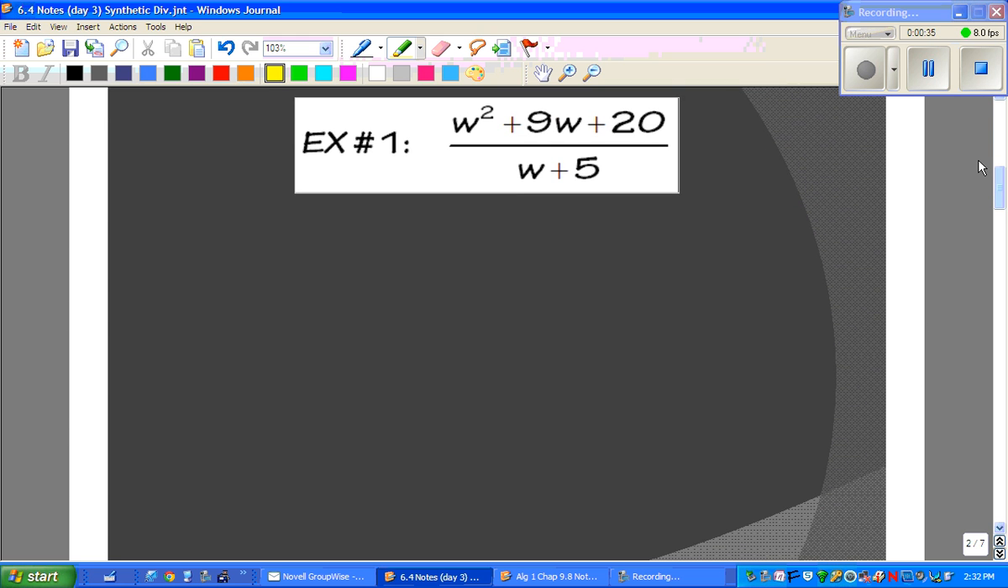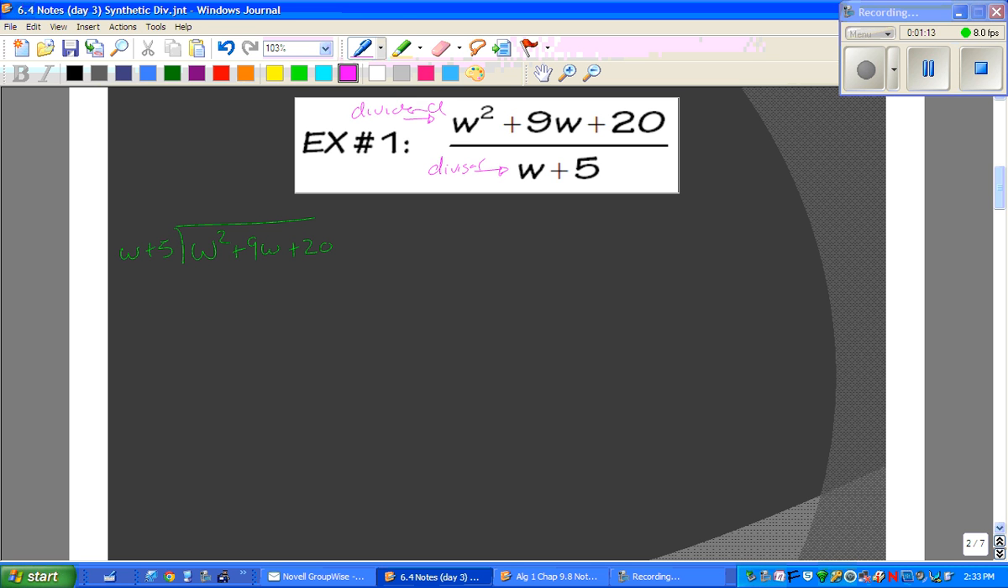Now, we have w squared plus 9w plus 20, all divided by w plus 5. If we were going to set this up long division style, we'd have w squared plus 9w plus 20 all divided by w plus 5. Things we need to remember: this is the divisor, and this on the top is the dividend. And you can kind of see where everything goes.